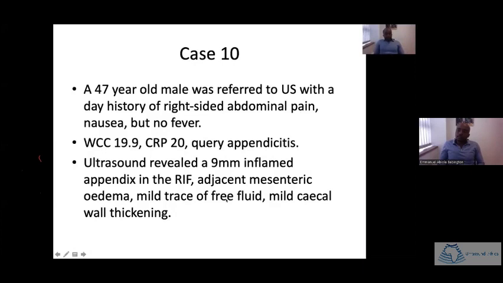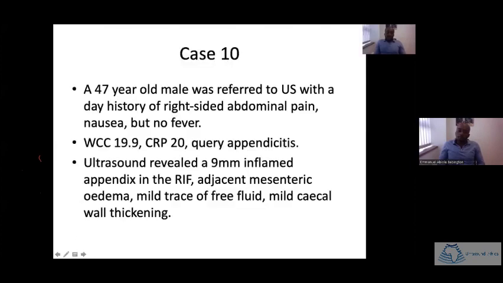So case 10, a 47-year-old male this time, was referred to ultrasound with a day's history of right-sided abdominal pain with nausea, but no fever. WCC was raised, CRP was raised, and the doctor's query was appendicitis. Ultrasound revealed a 9-millimeter inflamed appendix in the right iliac fossa, adjacent mesenteric edema and some free fluid, and also mild cecal wall thickening.